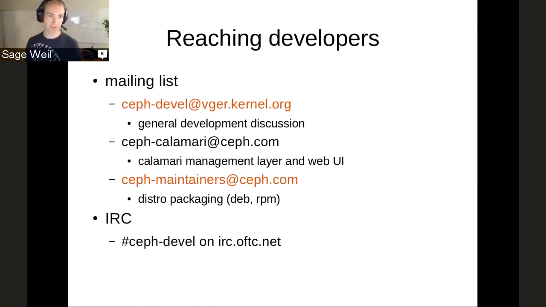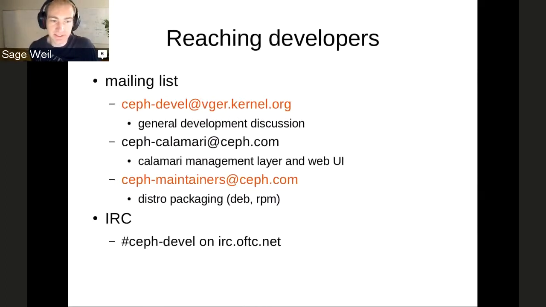We have several different development lists now. Ceph Devel is where all the general Ceph development email discussion goes, and that's the first place to look. When we open sourced Calamari, we created a separate list for Calamari, since that tends to be a little bit different as far as what topics are discussed. So there's a Ceph Calamari list as well. If you're interested in the management layer or web GUI, that's the place to go.